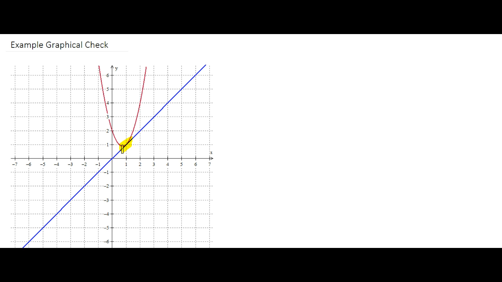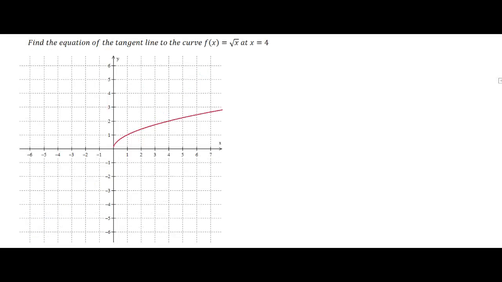Okay, we're going to go through one more example, and that's over here. This is find the equation of the tangent line to the curve f of x equals the square root of x at x equals 4. So the first thing we're going to do is identify this point, which on the graph is over here. And I'm just going to again sketch somewhat of a line here. It kind of looks like what we're trying to do here. And that looks like it might be a tangent line, yeah?